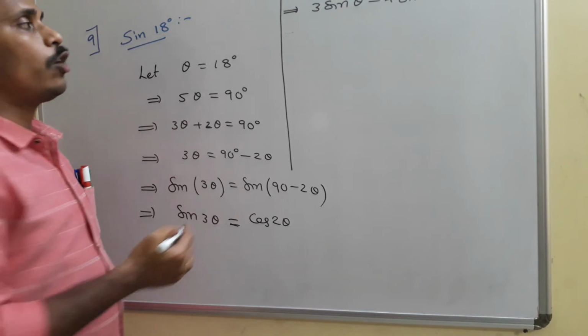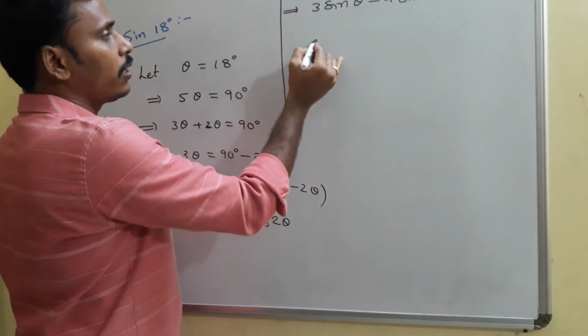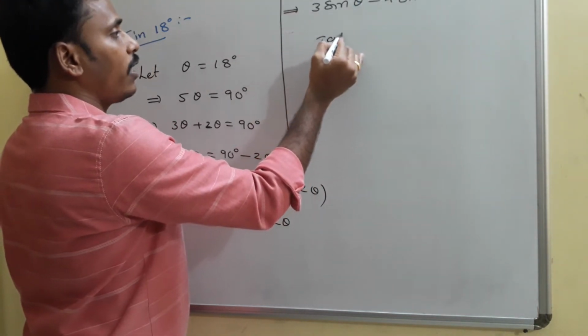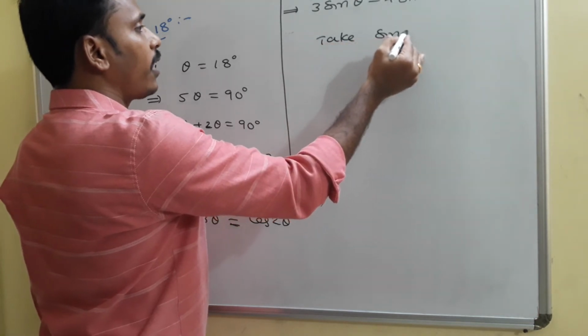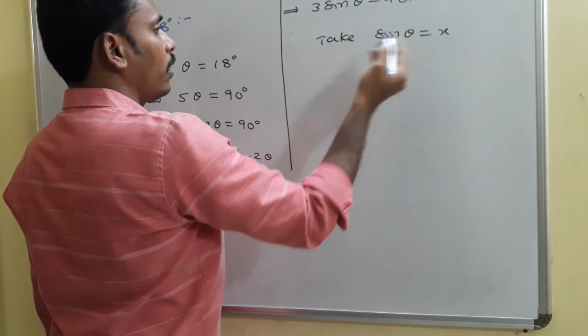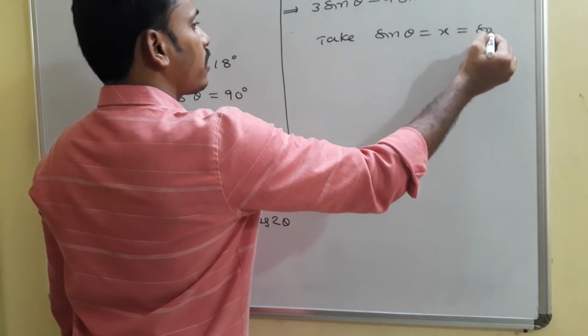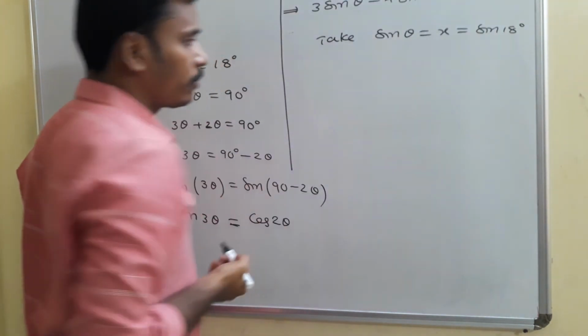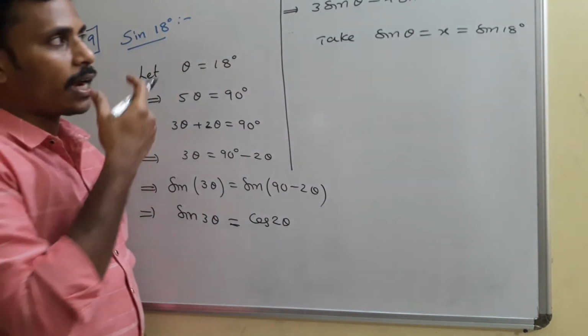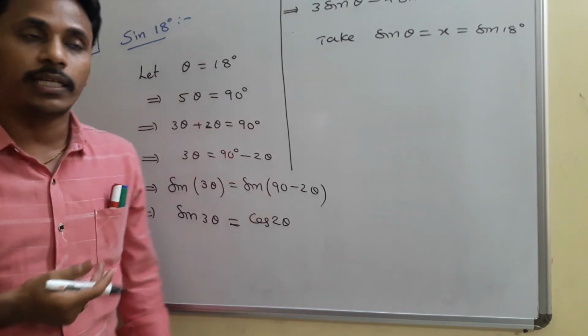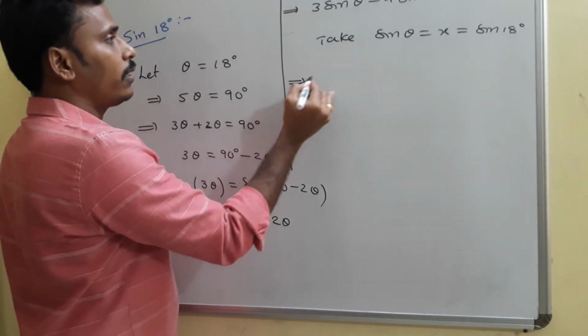So the sin theta value I need to find. It looks like an equation. So suppose you just take sin theta equal to x. Theta is 18 degrees, right? So that x is actually nothing but sin 18 degrees. Now you just convert the complete equation in terms of sin theta, in terms of x, then you will get like that.